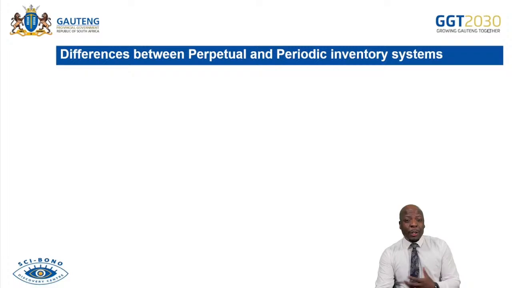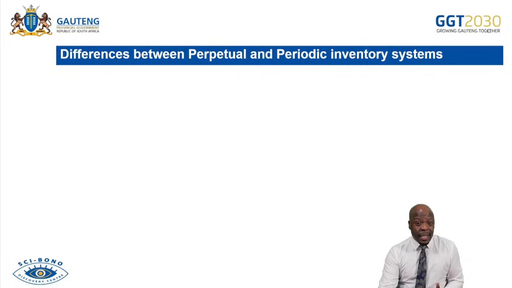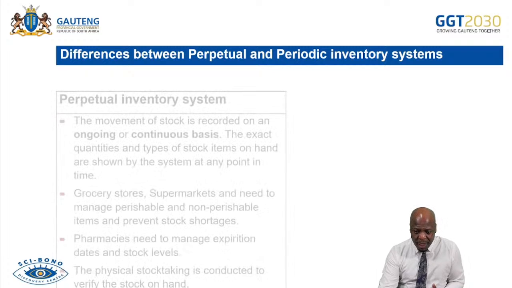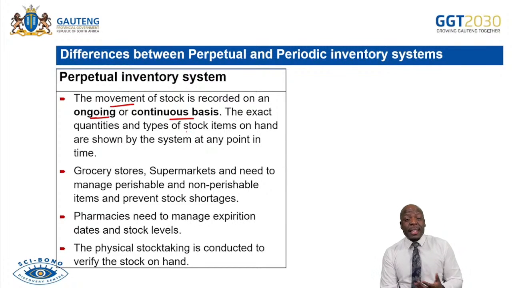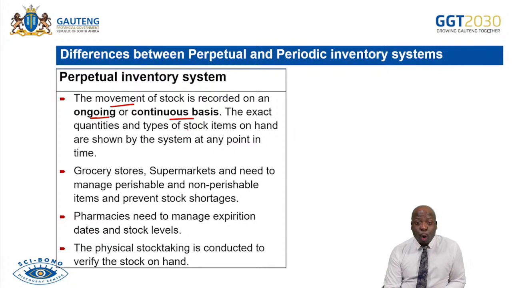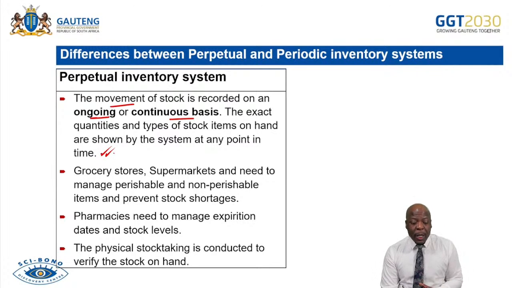And then now I want to draw some differences. Are there any differences between the perpetual inventory system and the periodic inventory system? With the perpetual inventory system, the movement of stock is recorded on an ongoing or continuous basis. The movement of stock, so we're talking about either the purchase of stock or the sale of stock. Once there is any movement of stock, we then keep a continuous record of the movement of stock. The exact quantities and types of stock items on hand are shown by the system at any point in time. Okay, so this is with your perpetual inventory system.